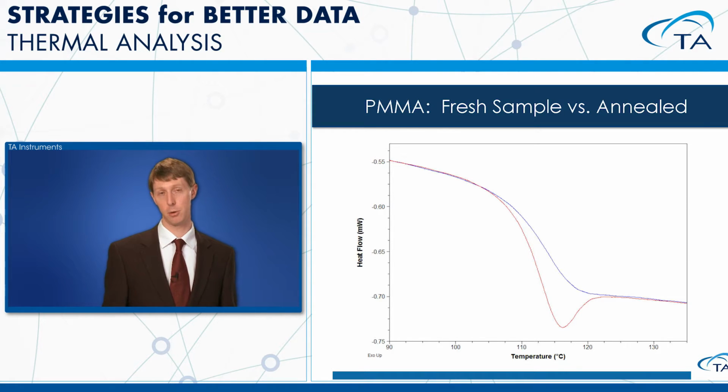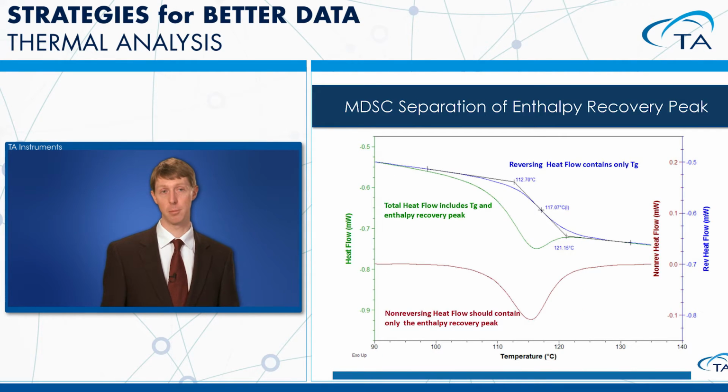You have a couple different options. It's either a heat-cool-heat experiment, or in this particular case, we can run a modulated experiment, and then we can see in that modulated experiment that our reversing heat flow shows the glass transition. The non-reversing heat flow shows us that enthalpic recovery peak, as it should.